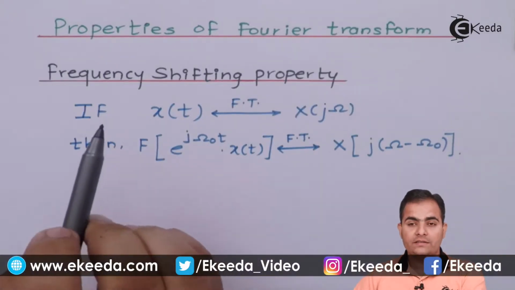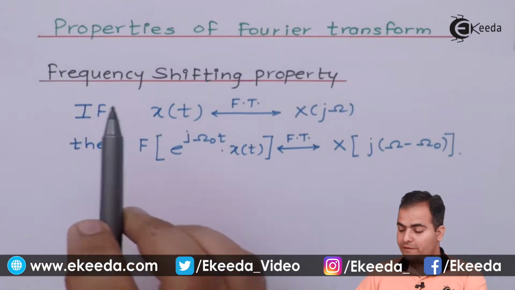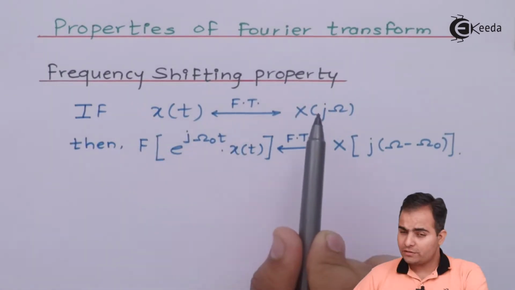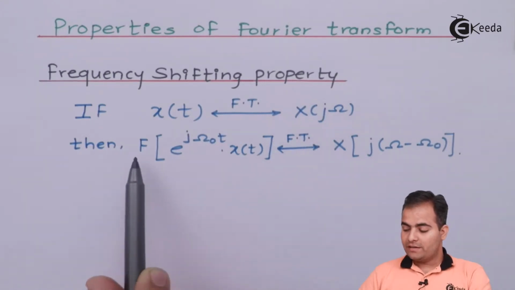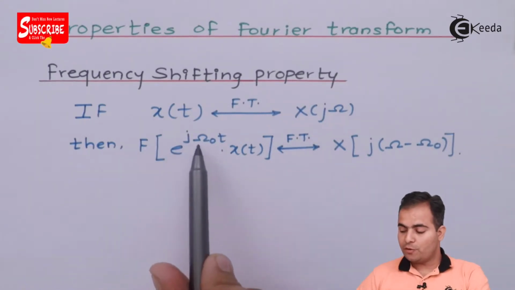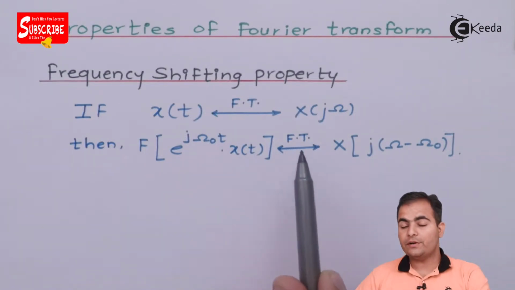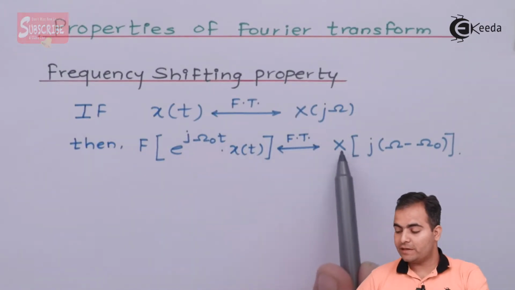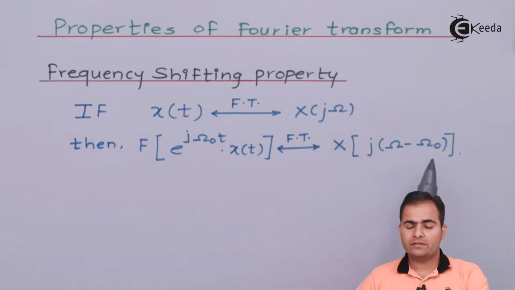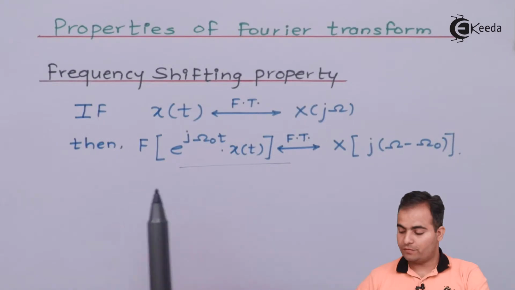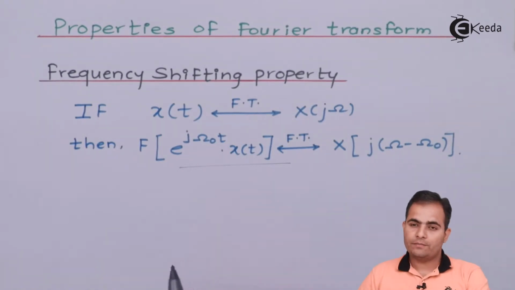So first of all, the frequency shifting property. If the Fourier transform of x of t is represented by X of j omega, then the Fourier transform of e to the power j omega naught t into x of t is transformed into the Fourier domain and expressed by X of j(omega minus omega naught). Now, this is the statement that we are going to prove. So, let's see the proof.